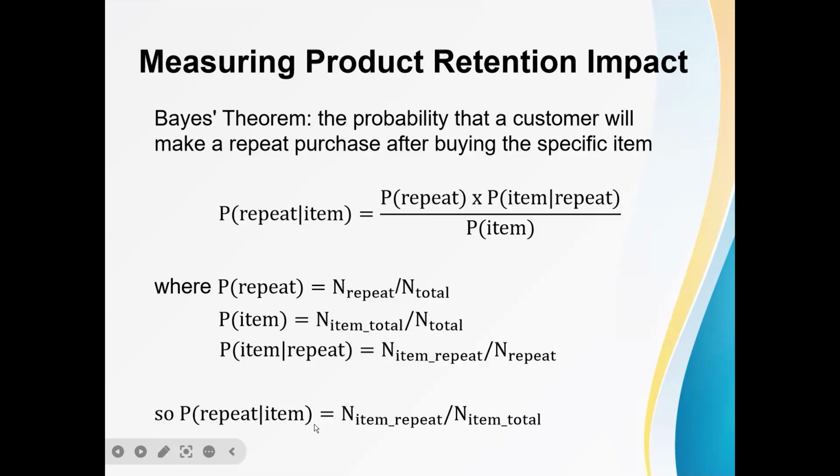Substituting these factors into Bayes' theorem, we derive the following equation. The probability that a customer will make a subsequent repeat purchase, given that they have purchased a specific item, is equal to the ratio of the number of orders for the item that leads to a repeat purchase to the total number of purchases for the item.